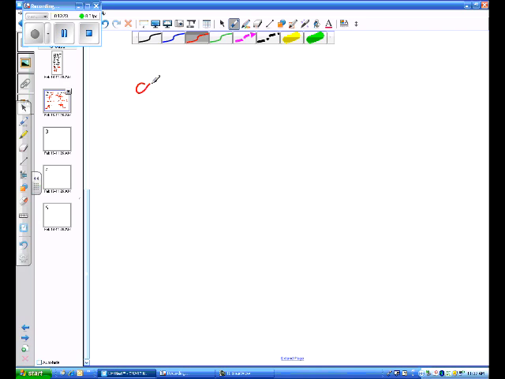Let's say we want the cosine of 315 degrees. Well, let's think what our reference angle is for 315. We need 45 degrees to get to the x-axis, 360 minus 315. We know the cosine of 45. It's square root of 2 over 2.